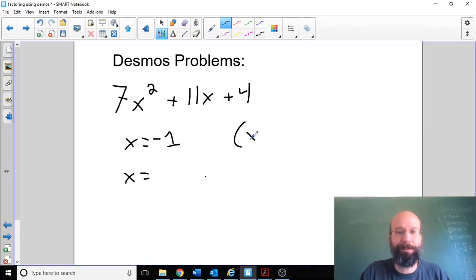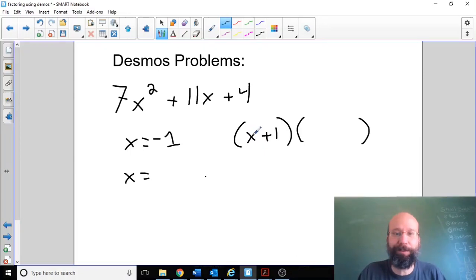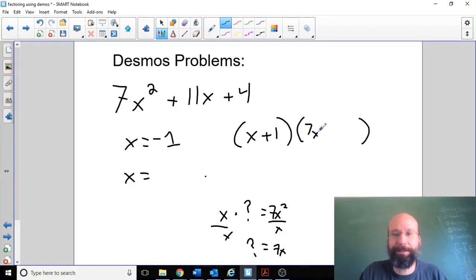But I know that this one is x plus 1. This one, I don't know what it is. So let's see if we can figure it out. We know that this number times this number should be 7x squared. So x times what number would give us 7x squared? If we divide both sides by x, the answer would be 7x. So we know that 7x goes here.